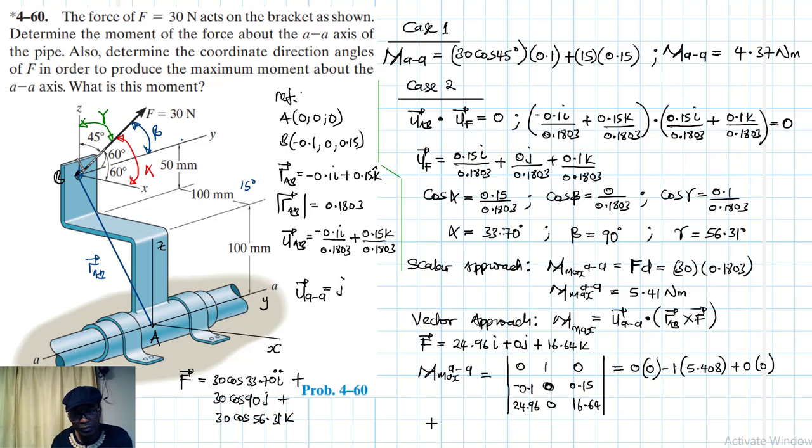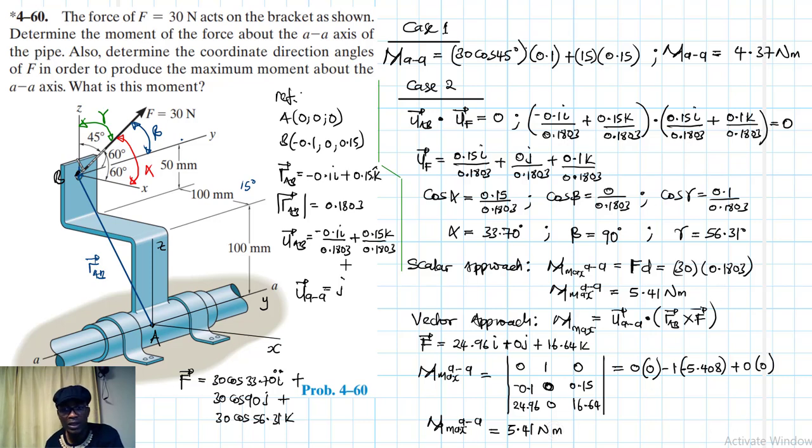Therefore, our maximum moment using this vector notation, vector method, gives us a value of, since there is a minus inside there, 5.41 Newton meters, which is similar to what we found.